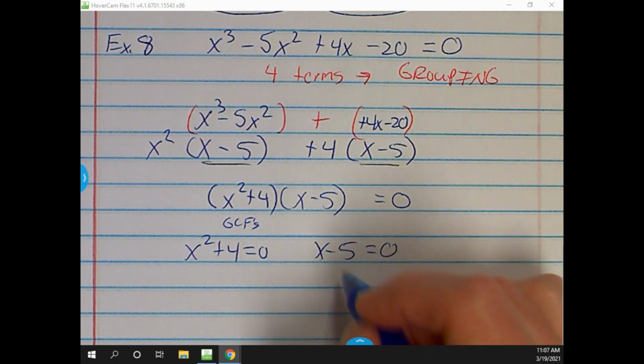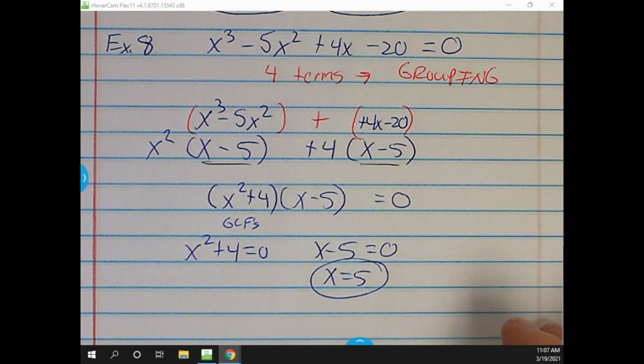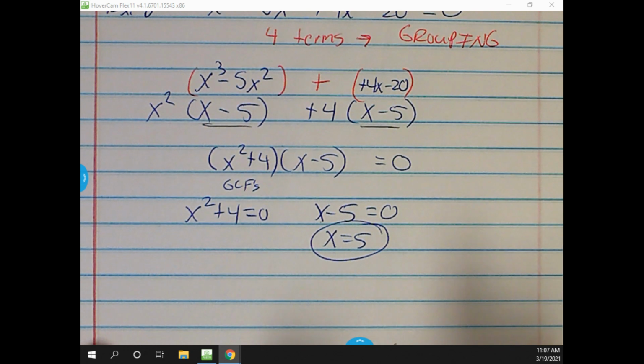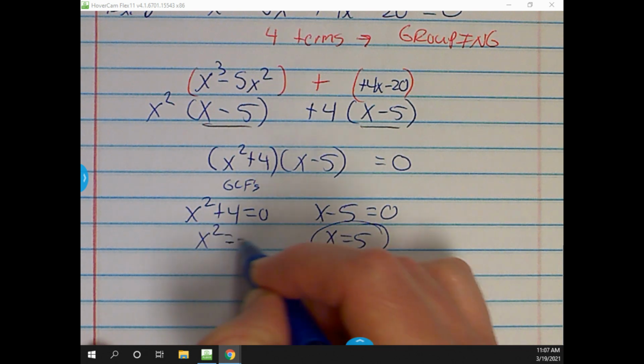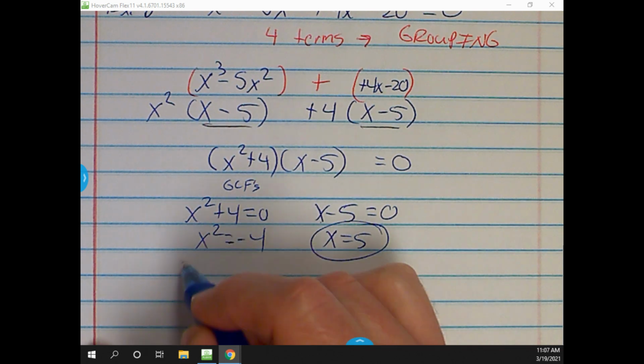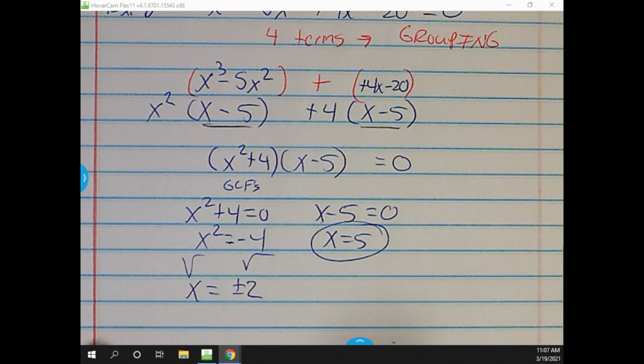All right, this one real quick, you just get x equals 5. That's the easy part. This one, again, hopefully everybody's getting in the habit of it now. If we've got x squared and a number, we'll just move that over and make it a -4. And then when we square root both sides, we'll get a positive and negative 2, but because that's a -4 when we square root it, it'll be plus or minus 2i.